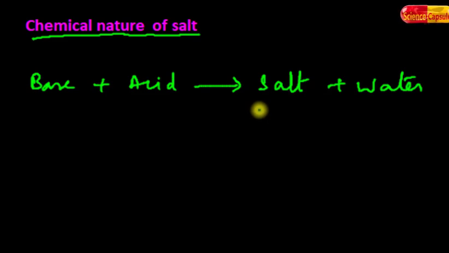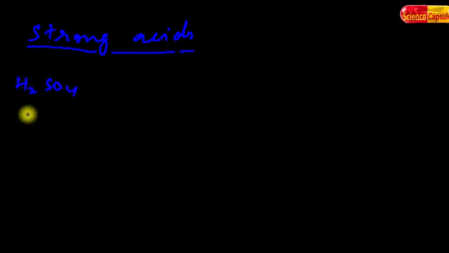In order to understand the chemical nature of the salt, you should know the strong acids, strong bases, weak acids and weak bases. Let us first classify the available acids into strong and weak. Some of the strong acids available in the laboratory are sulfuric acid, hydrochloric acid HCl, and HNO3, that is the nitric acid. All these acids are strong acids.